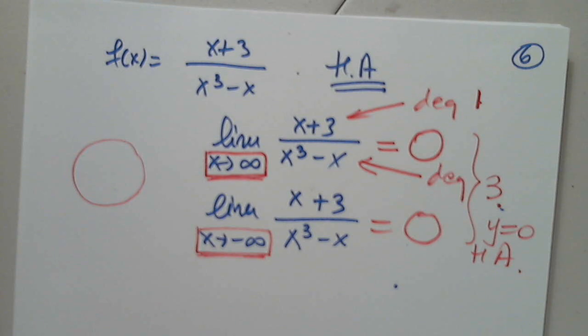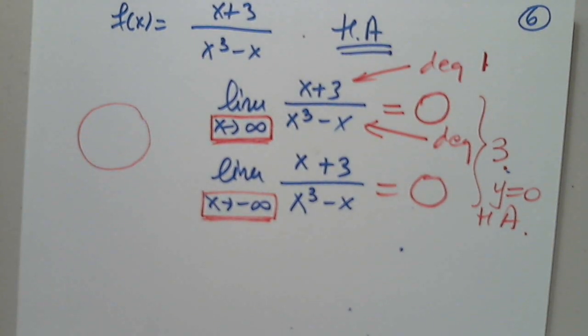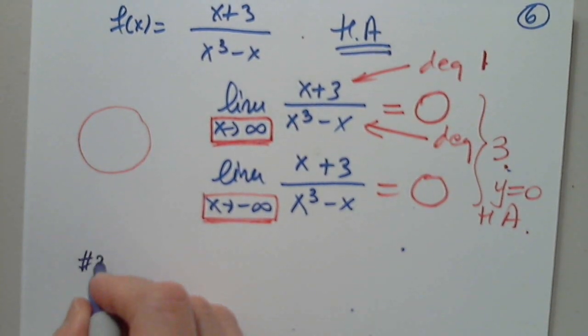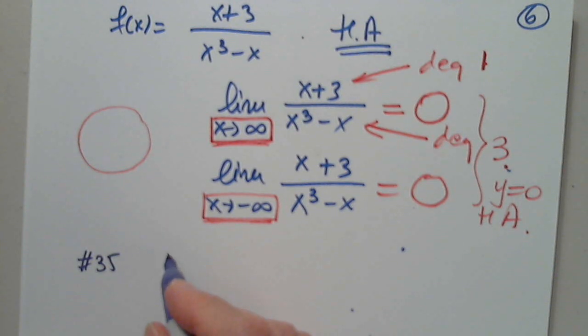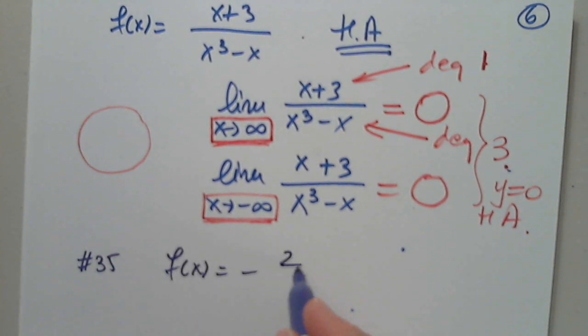Okay? And we'll look at other examples. I just would like to, if we have time, we have 10 minutes, I'd like to graph a rational function. Sketch the graph, blah, blah, blah. So we're going to start with something very simple. Let's start with 35. 35, f of x equals negative 2 over x minus 5.